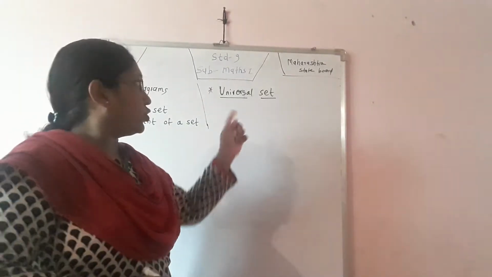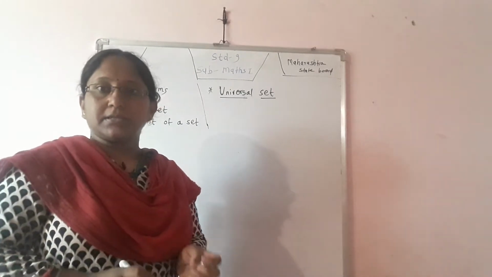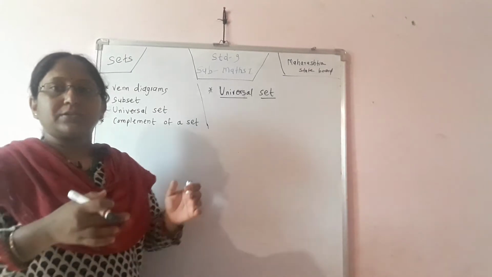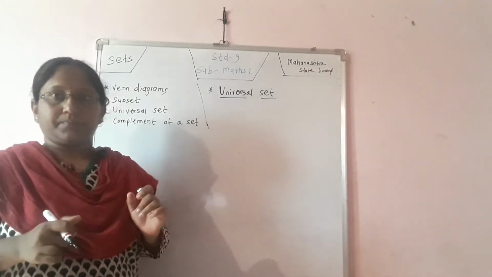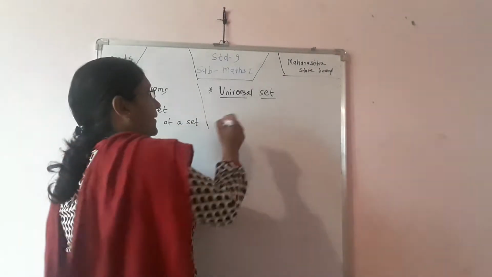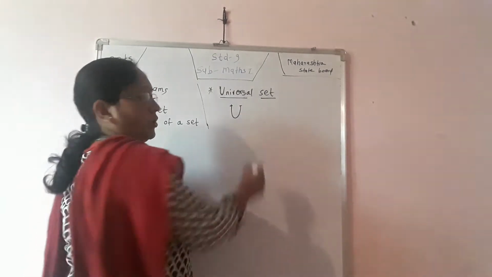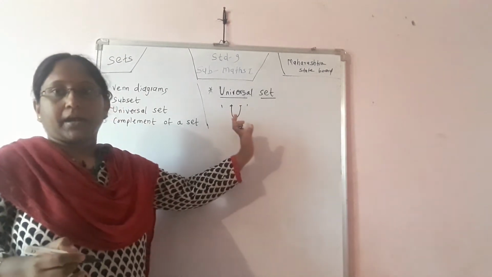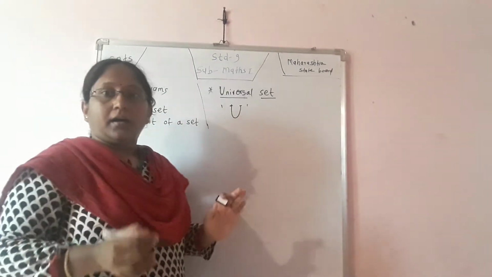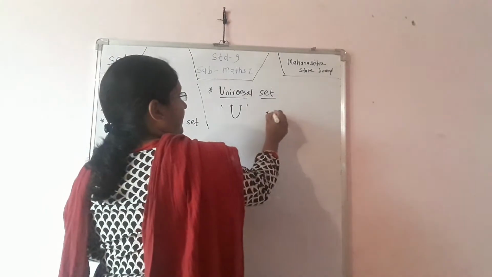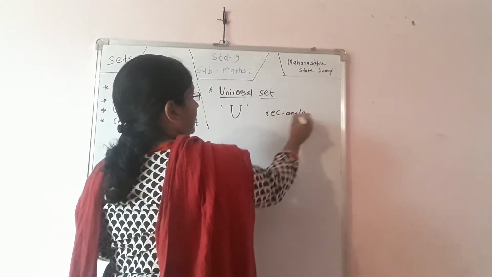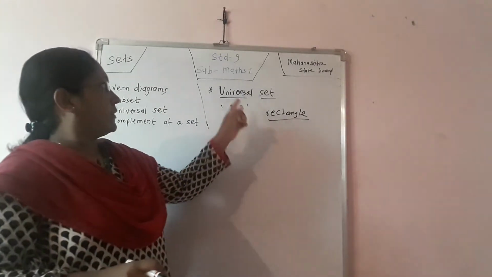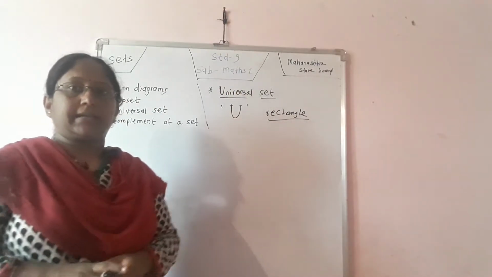Next, universal set. Universal set means the bigger set. It contains all the elements of all other sets. It is the bigger set, and it is represented by capital U. The universal set is represented by capital U, and the rectangle shape in a Venn diagram is used for the universal set.